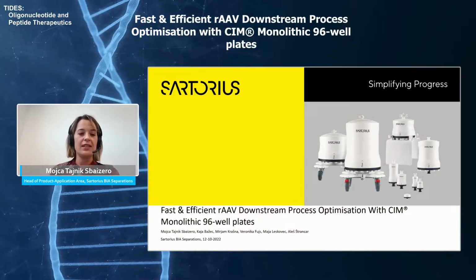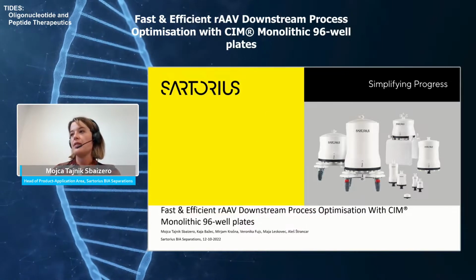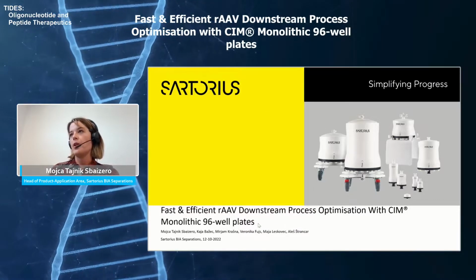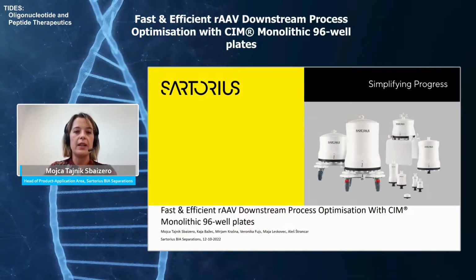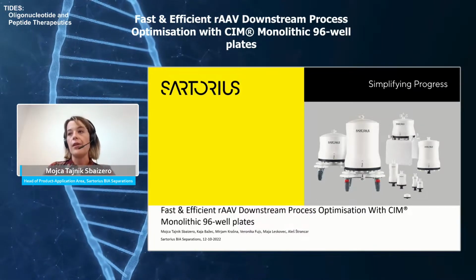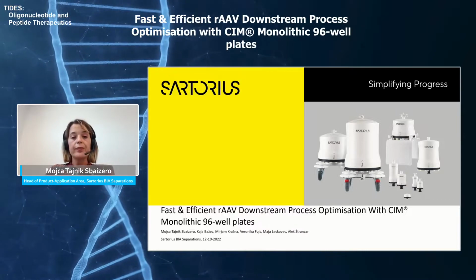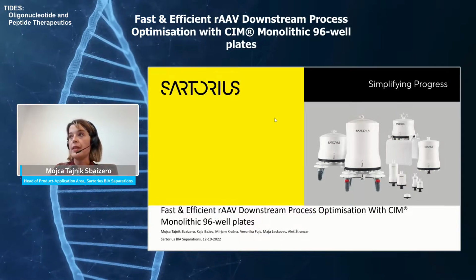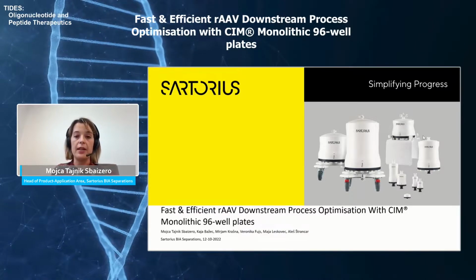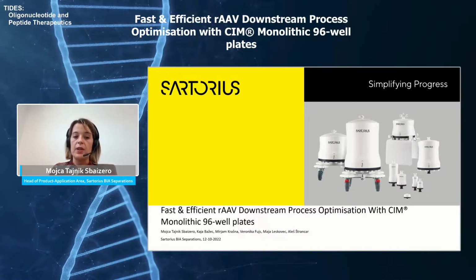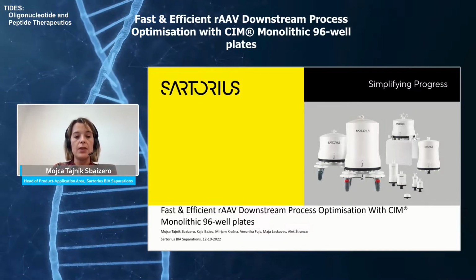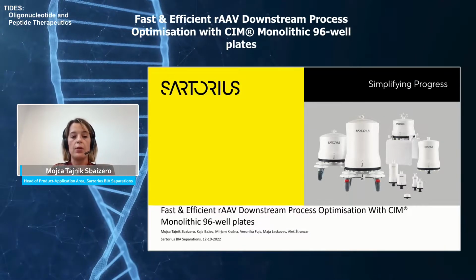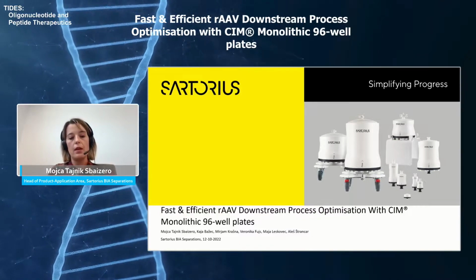Today we will talk about using CIM Monolithic 96 well plates for process optimization of a recombinant AAV downstream process. I'm coming from Sartorius company, and our team is simplifying progress. With these monolithic 96 well plates, we really simplify the progress of our process development.